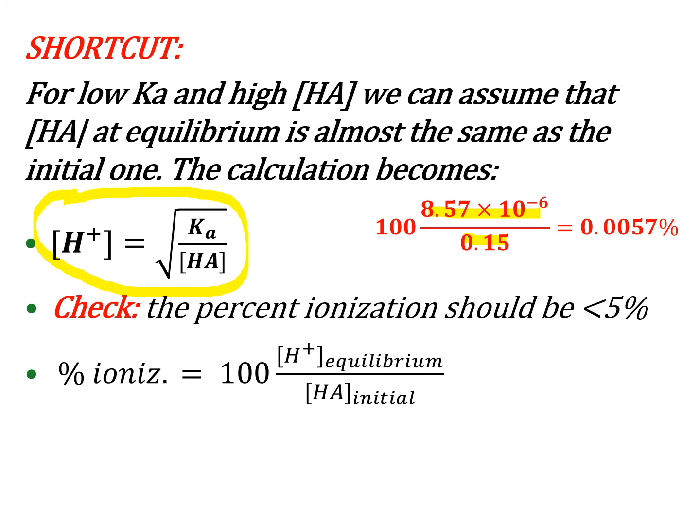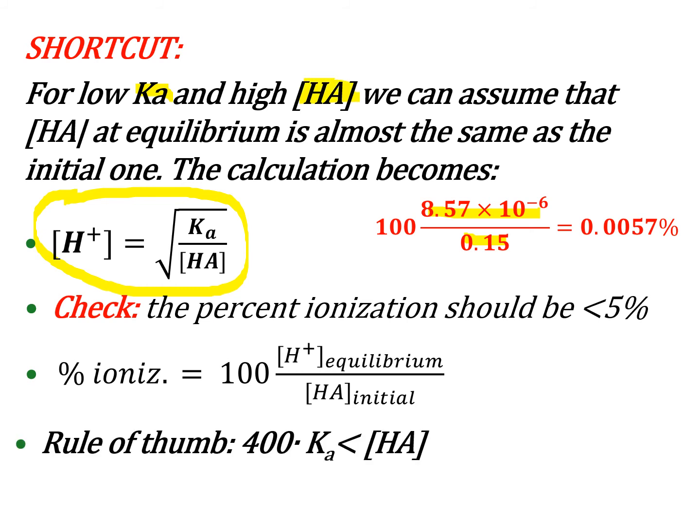However, there is a way to know ahead of time if it's safe to apply the simplification, and it's a rule of thumb that comes from doing the math backward, starting from the 5% and going backward to see what should be the relative value of Ka and HA so that I end up with less than 5% ionization. So the rule is that the initial concentration of the acid should be at least 400 times larger than the Ka. If that's the case, you can just go ahead and use the simplification.